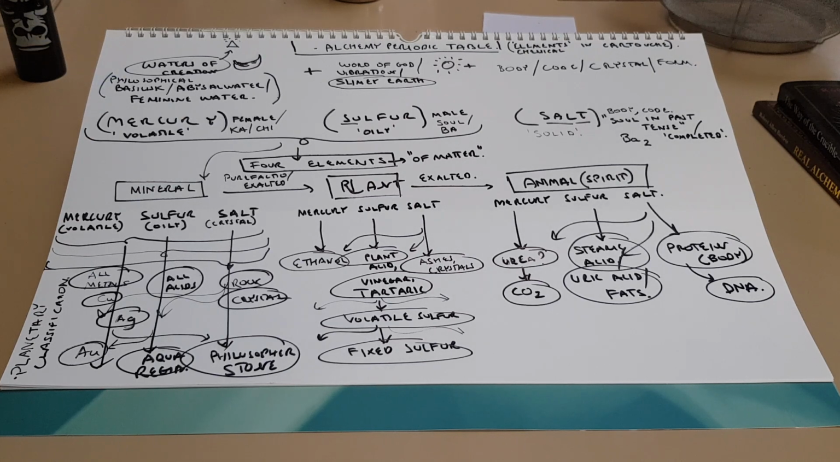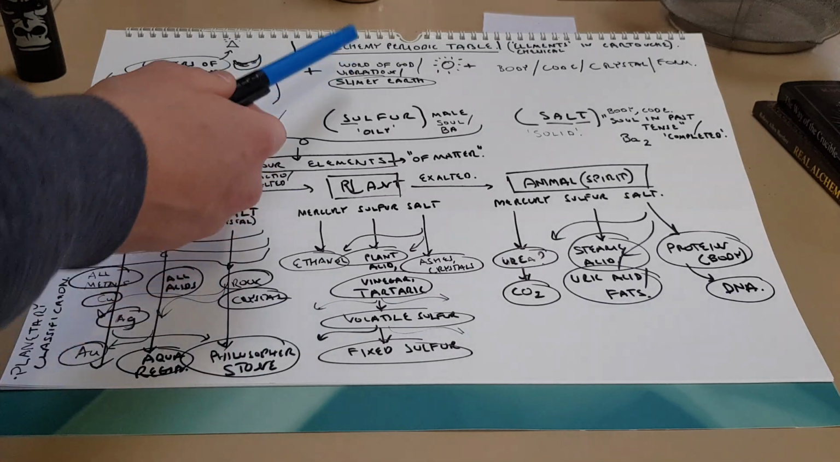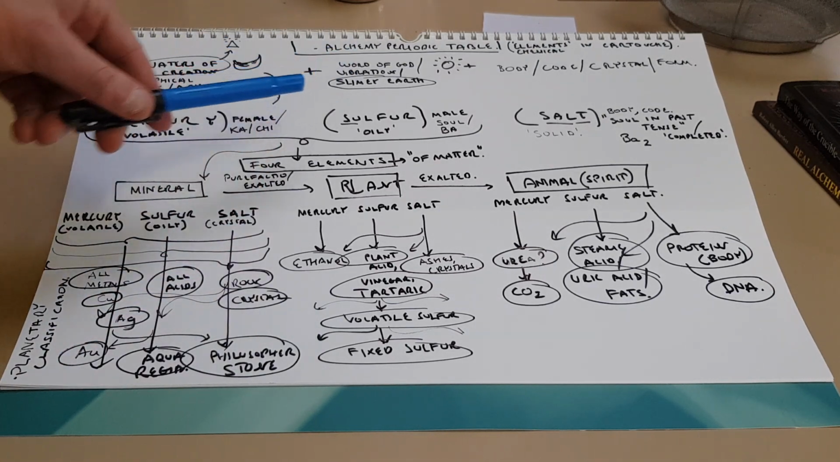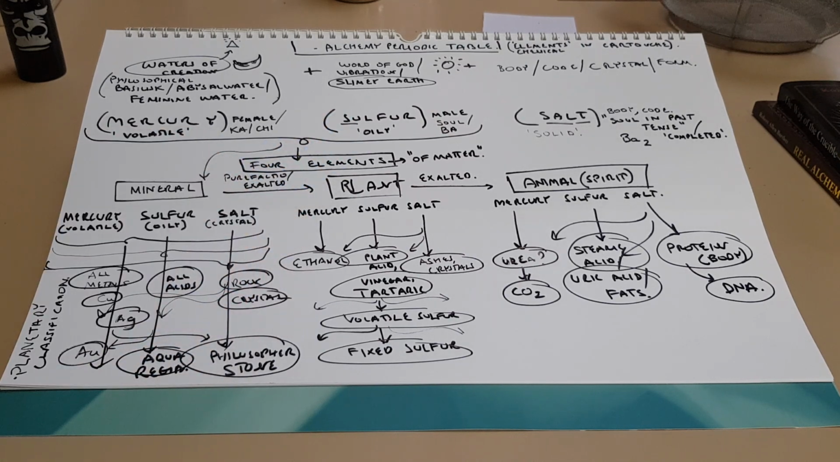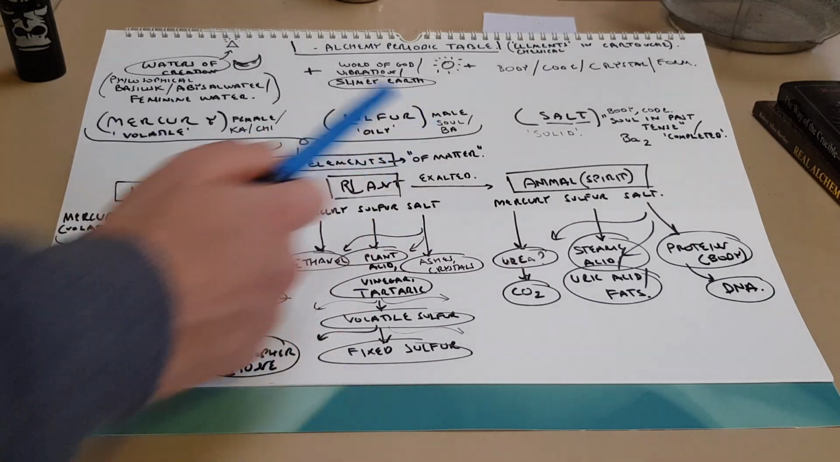And the waters of creation are known as the philosophical basilisk, the abyssal water, or the feminine water. And this is essentially the moon, or the female, the volatile, right? Think alcohol, think volatile chemicals. And that's also known as the mercury, and that mixed with the word of God, or the vibration, or the slimy earth, which is the sulfur, or the oil. And that is the male principle.